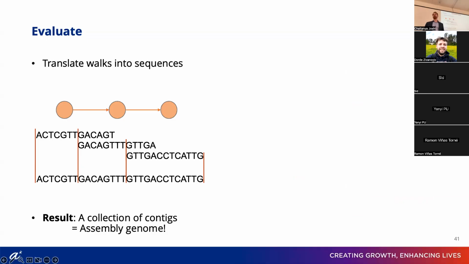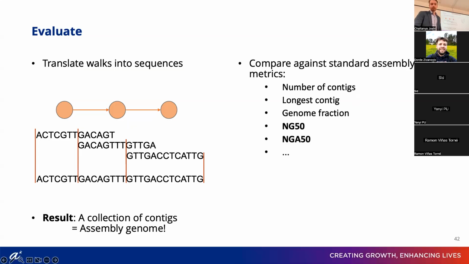You concatenate it in such a way that you take into account the overlaps. And the result of this is the assembled genome. The final output is the same as for all the standard genome assemblers. So how do we evaluate it? Well, since the output is the same, we can also compare it against all the other standard metrics.